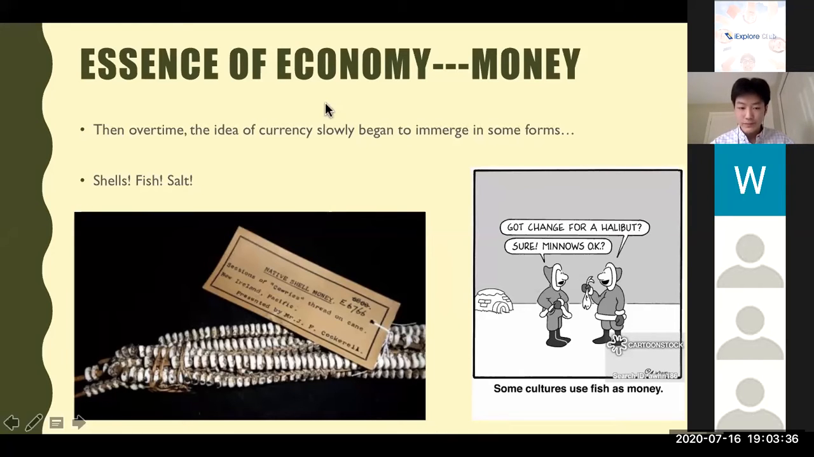But anyways, the picture on the left shows native shell money, and the picture on the right shows people who live in the Arctic region using fish to trade. And I think the major reason for them to use fish is because resources in those areas are very scarce, and the only valuable thing suitable for trade for them could be fish. So the conversation in the comic happened in that culture.